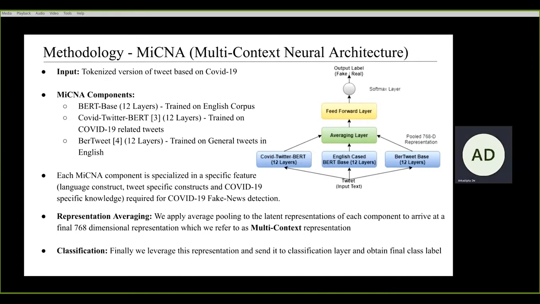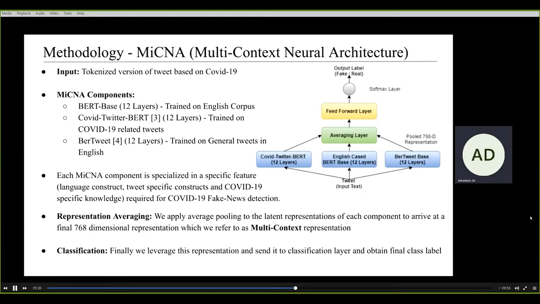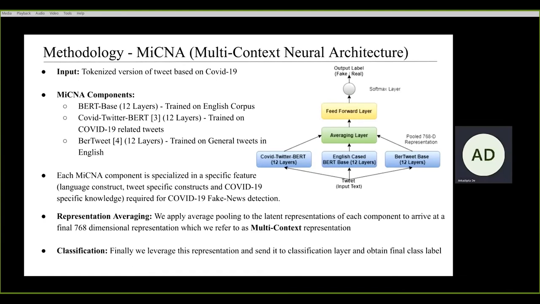Each of these MICNA components is a specialized unit, as we have talked about. Lastly, we introduce representation averaging, which takes the output of these three individual components, and these latent representations are then averaged to a final 768-dimensional representation. Lastly, the classification layer uses this multi-context representation to do the final classification of the output.